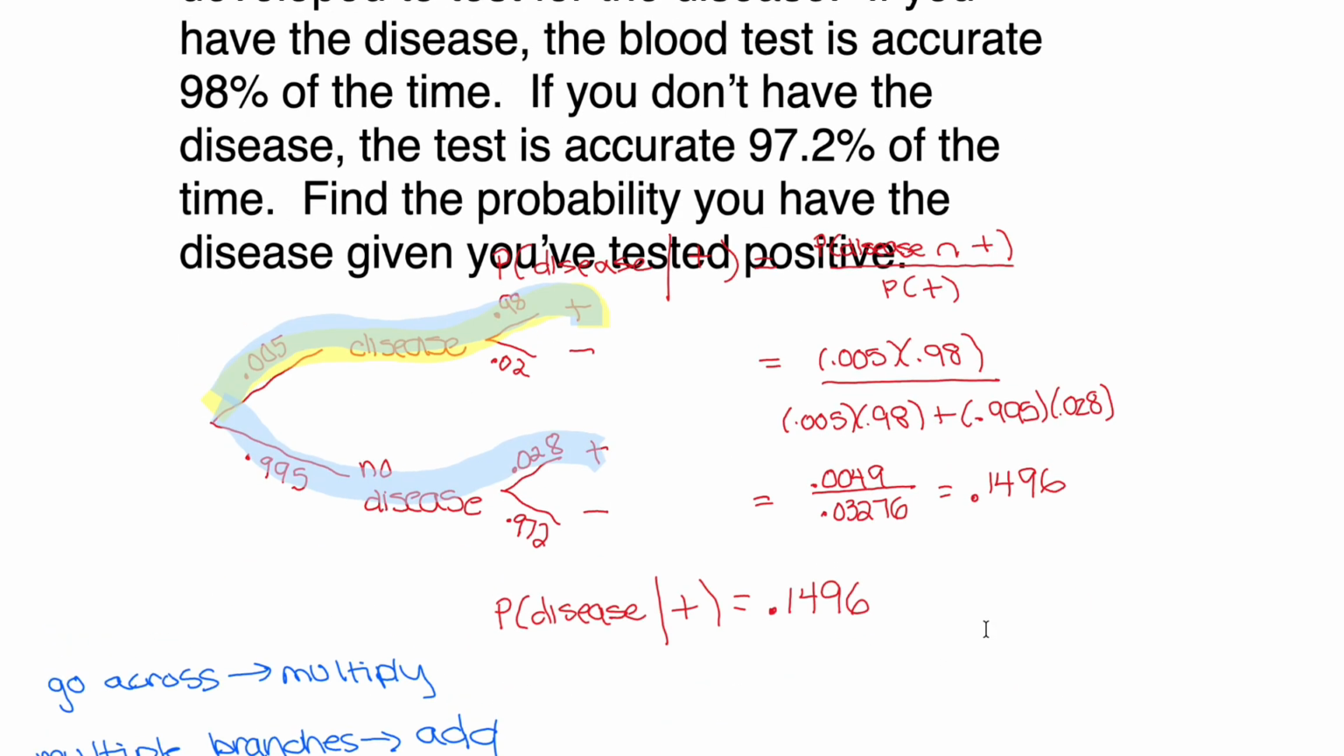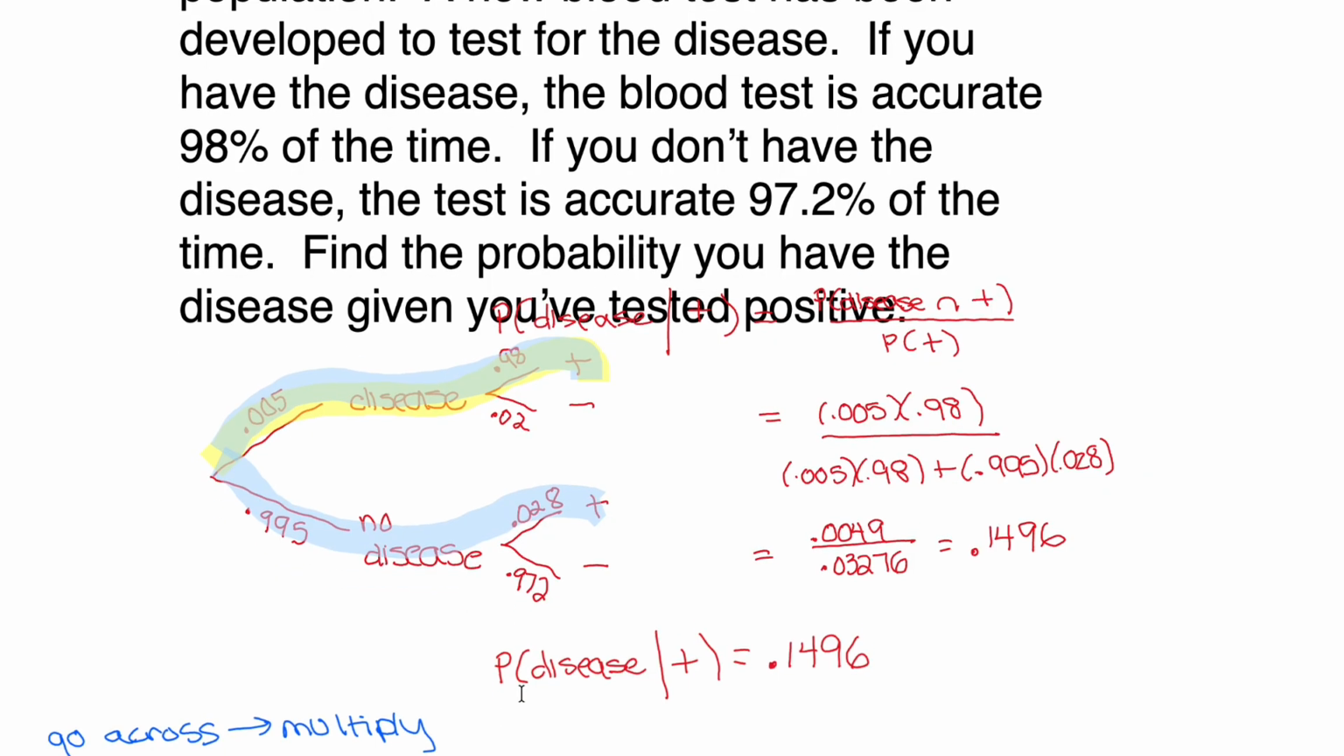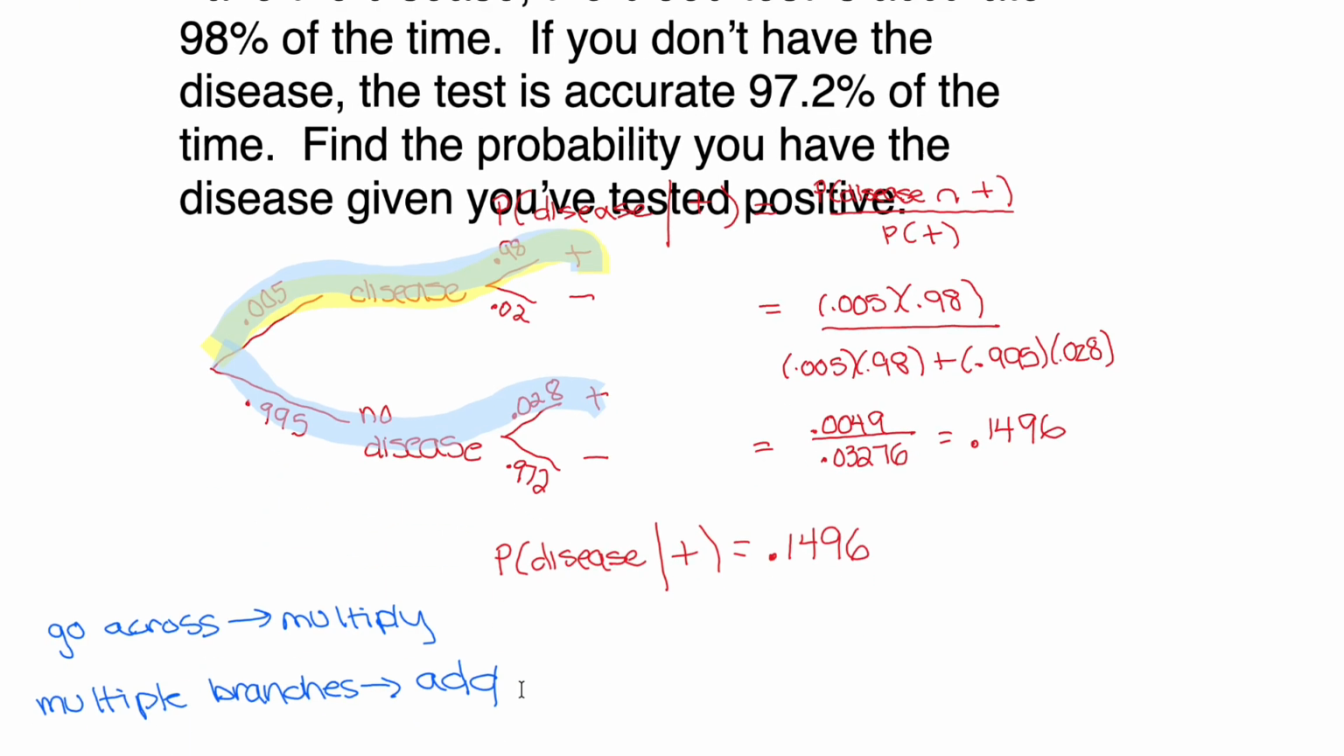Therefore, we can say the probability of having the disease given you tested positive is 0.1496. And this is just a little tip: going across means multiply, and for multiple branches, you add them together.